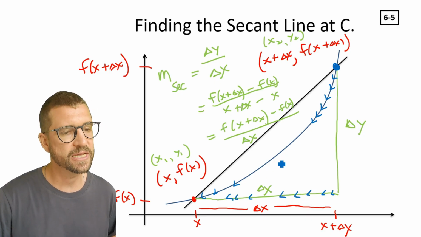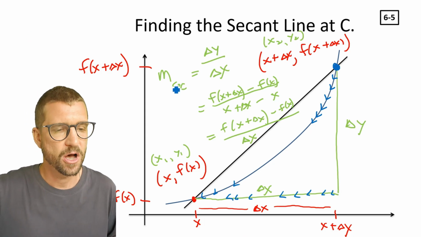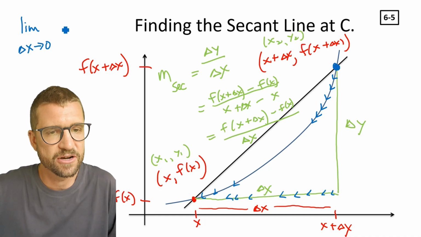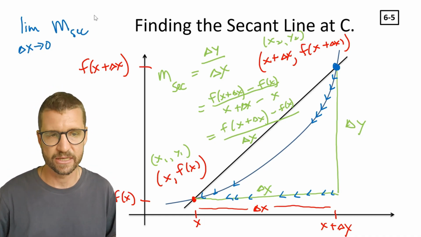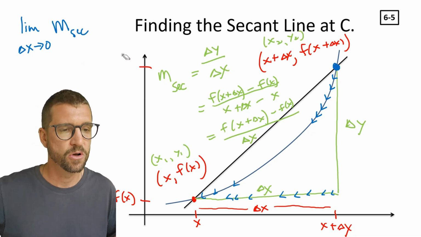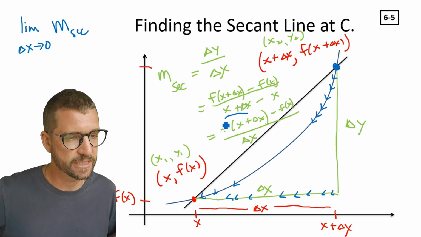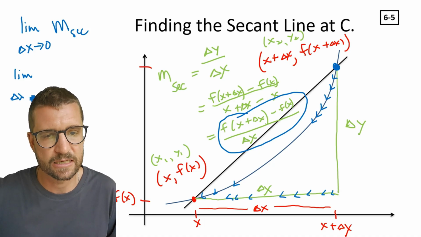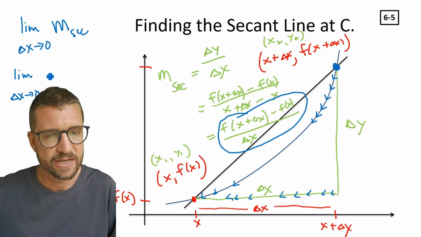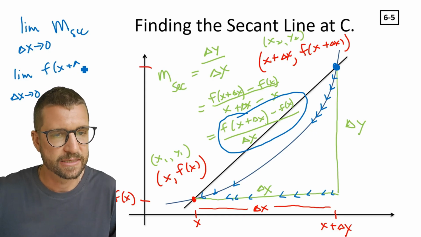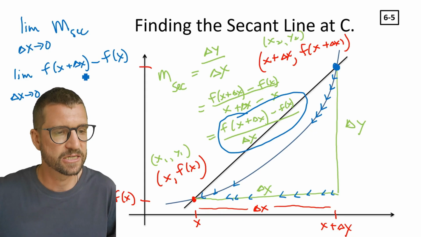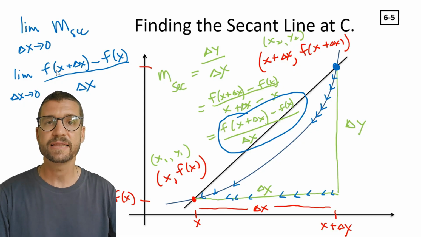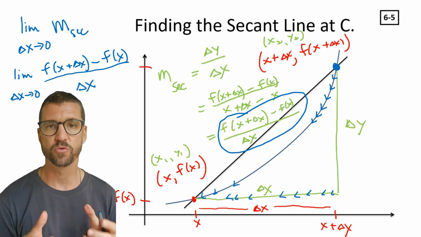So what we're actually doing here is taking the limit as delta x approaches 0 of the slope of that secant line. Okay, so I'm going to make some room here. So what is the slope of the secant line? Well, we just found the slope of the secant line to be this. So what we're doing is taking the limit as delta x approaches 0 of the slope of that secant, which is f of x plus delta x minus f of x over delta x, okay? And if you calculate this limit, you will get the derivative, okay?